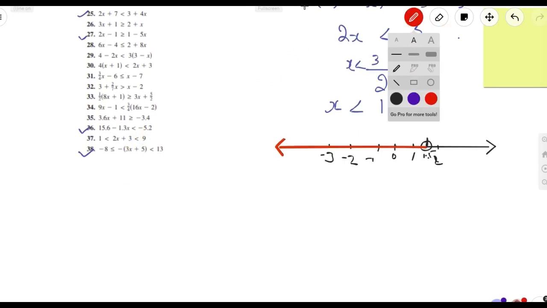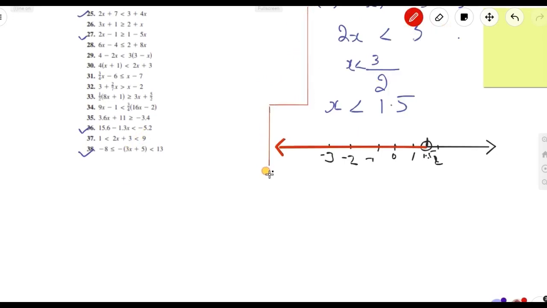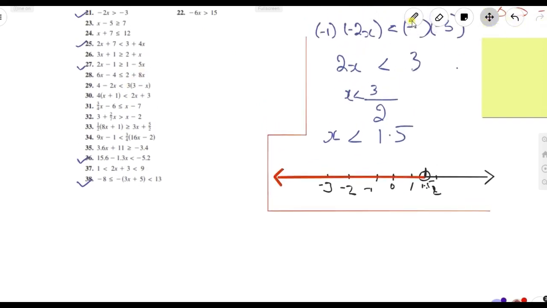Okay, I'm going to do the work here. Okay, my question says 2x + 7 < 3 + 4x. Now let us swap the values. Let us make the terms involving x on one side, and the constant terms on the other side of the inequality. 2x, oh, I have to use a freehand.